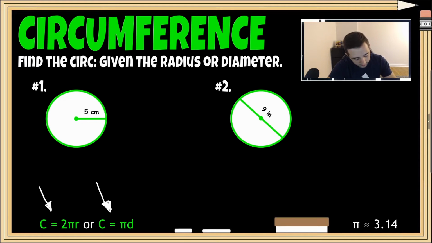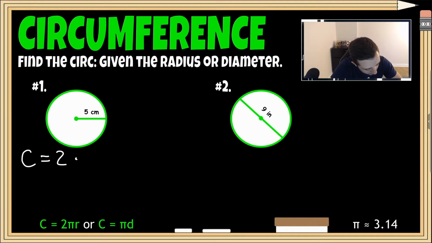Okay, so let's go ahead and hop into number one, finding the circumference with a radius of 5 centimeters. Now, radius is half the length of the circle. In this case, it's 5 centimeters. So I'm going to utilize the formula that has r in it, for radius. Okay, so let's start out by jotting down our equation. We have circumference equals 2 times pi times the radius, which we know is 5.